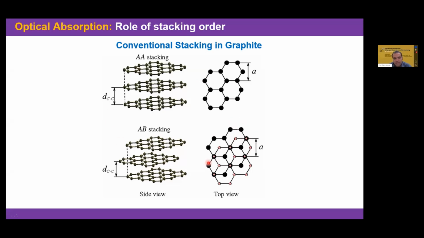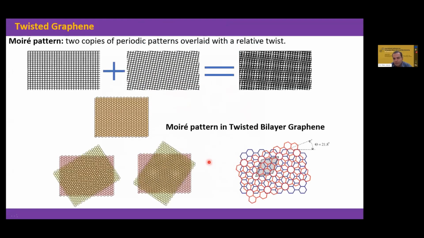These are the conventional stackings, but many interesting things are possible if one considers random stacking between layers. And this results in what is called a Moire pattern, when two copies of periodic patterns are overlaid with a relative twist, as shown here for a square grid. These two square grids combine to give a new periodicity, as can be seen here. And in twisted bilayer graphene, one can take two graphene layers and give them some rotation, and that can result in a different periodicity. In general, there is no translational periodicity, but for certain commensurate angles, one can also have translational periodicity.